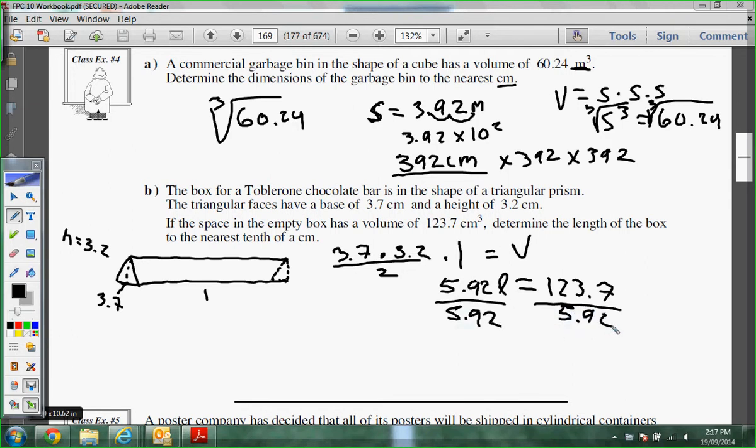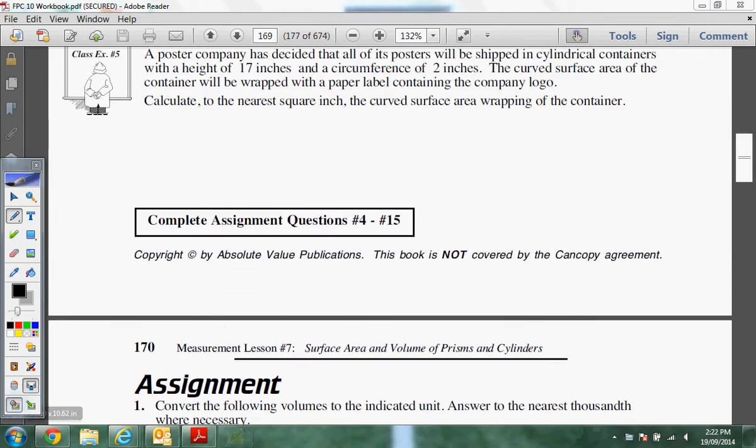Okay. And when you do that, I believe I got 20.9. Does anybody have anything different? .9 centimeters. Okay, good deal. All right, last one. You guys have a lot of time today. That's good.